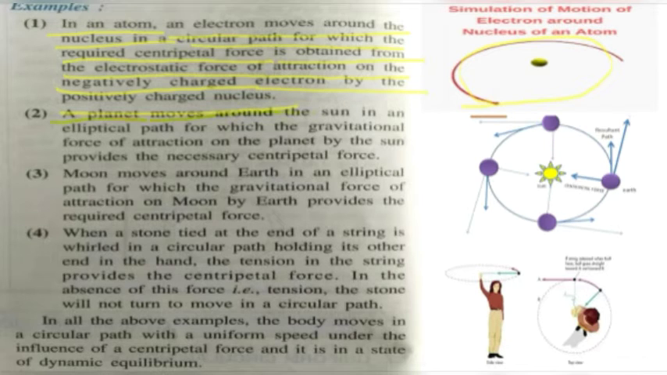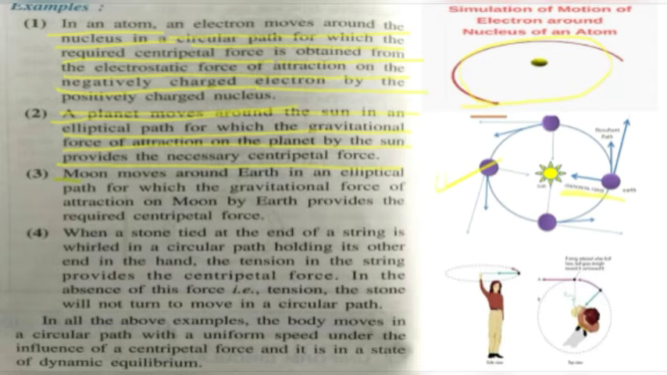Now, a planet moves around the sun in an elliptical path for which the gravitational force of attraction on the planet by the sun provides the necessary centripetal force. Thus, you can see planets are revolving around the sun and they are towards the gravitational force of attraction. Due to that, planets are always revolving around the sun and provides centripetal force. You can see it here. So it can be asked this also. All the examples, any example they can ask which type of example it is. You should remember these four examples of a centripetal and other are of centrifugal.